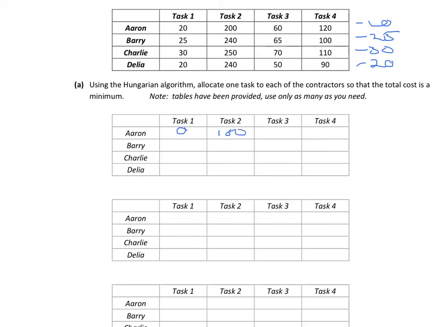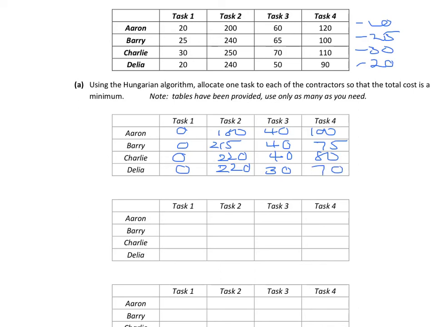So 0, 180, 40, and 100 in row 1. 0, 215, 40, and 75 in row 2. 0, 220, 40, and 80 in the third row, and then 0, 220, 30 and 70 in the final row.